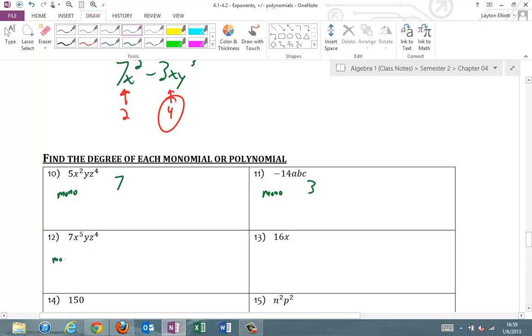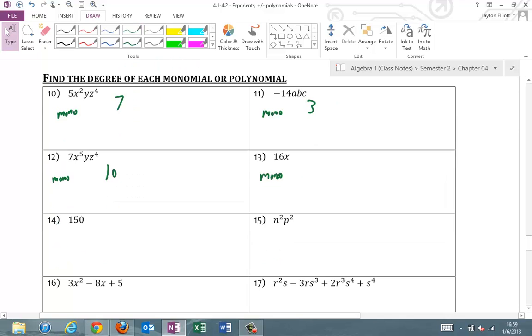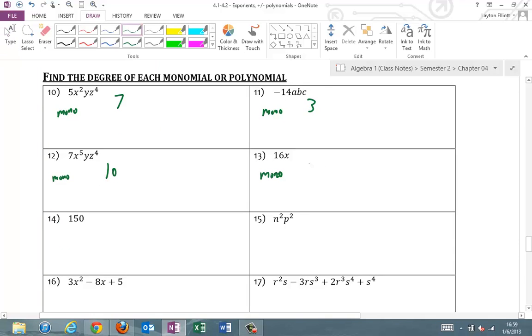12 is a monomial. X to the 5th, y, z to the 4th, that's 10 variables. 13 is a monomial. I know this is getting boring, but just bear with me. Got one variable. 14 is a monomial with 0 variables. 15, n squared p squared, is a monomial with 4 variables.